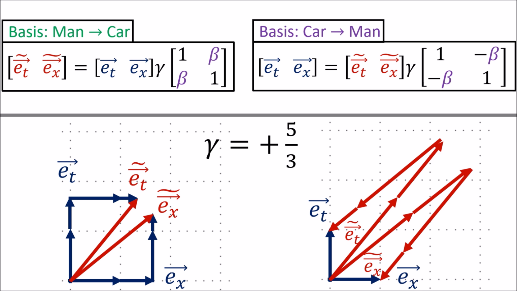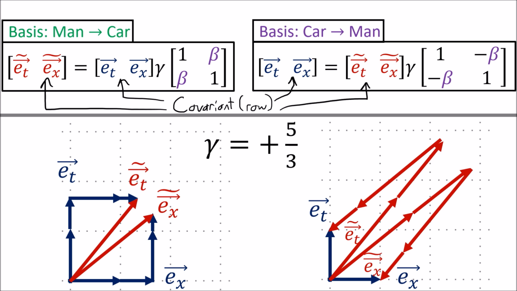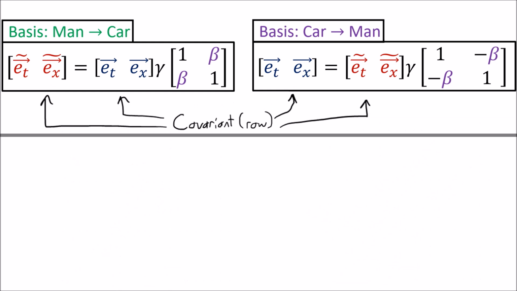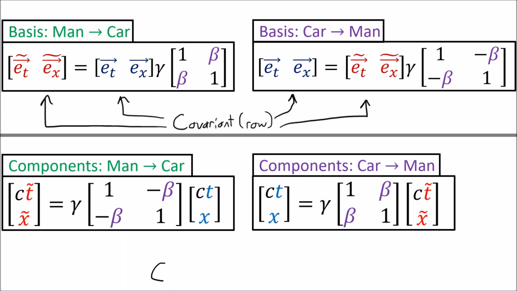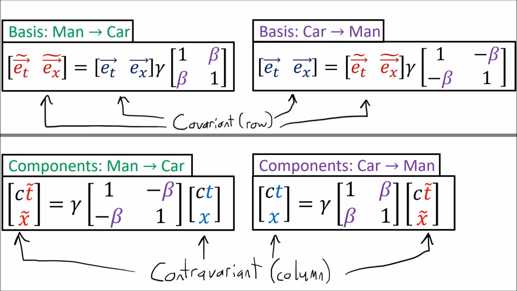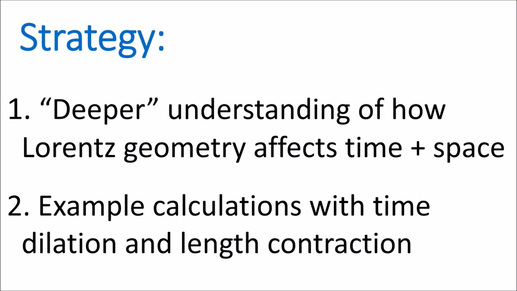And of course, we can write out the basis change Lorentz equations in matrix form like this. Remember that basis vectors are covariant, and so we write them as rows and put them on the left side of the transformation matrix. This contrasts with vector components, which are contravariant, and so we write them as columns and put them on the right side of the transformation matrix. So at this point, our geometrical understanding of the Lorentz transformation is good enough, and we can start doing calculations with time dilation and length contraction.